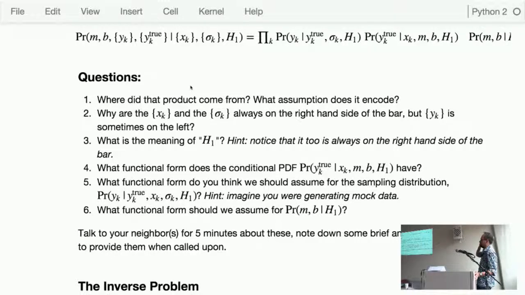What would you do if you were generating mock data? What would you assume for that distribution? What random number generator would you use to make mock data? It depends on what y it is. If it's a spectrum, so maybe Poisson distribution, if it's the height of people, so it's big Gaussian? Good. It's context dependent. You have to understand something about your experiment in order to assign a sensible form for this.